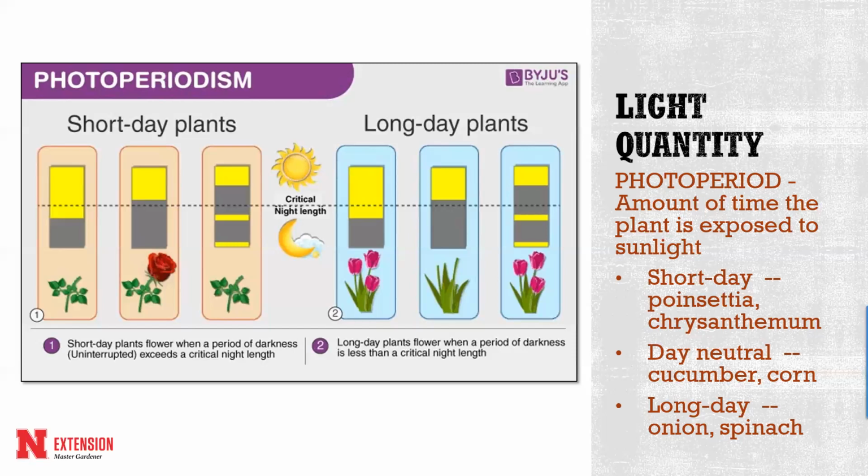Cucumbers and corn don't have any photoperiod to them, so any length of day is going to allow them to create their flower and then their fruit. And then two long day plants that need a lot of sunlight and shorter nights to create their flowers are onions and spinach.